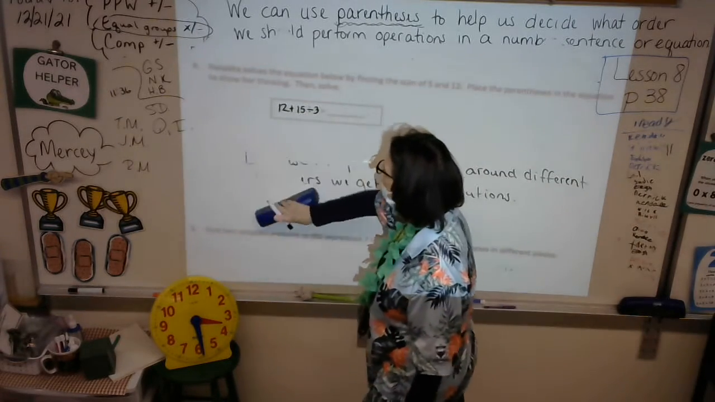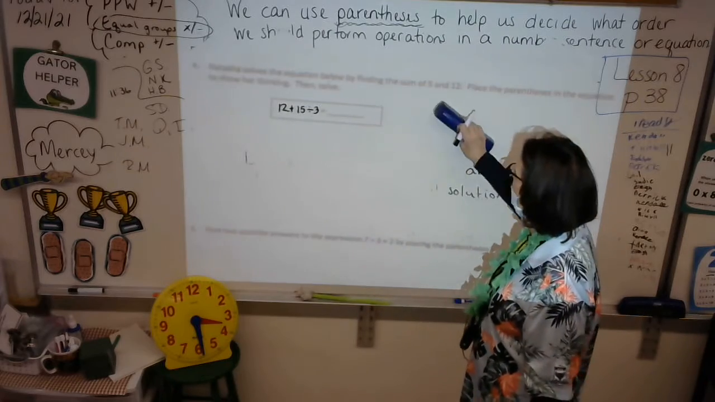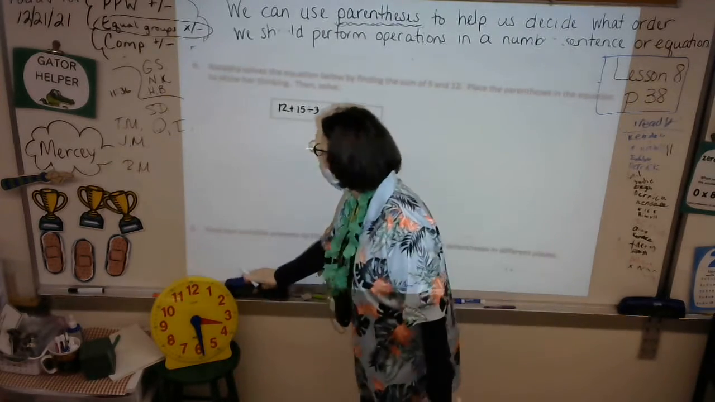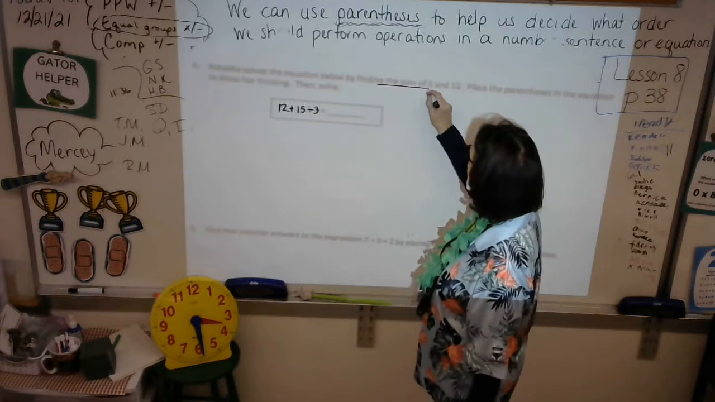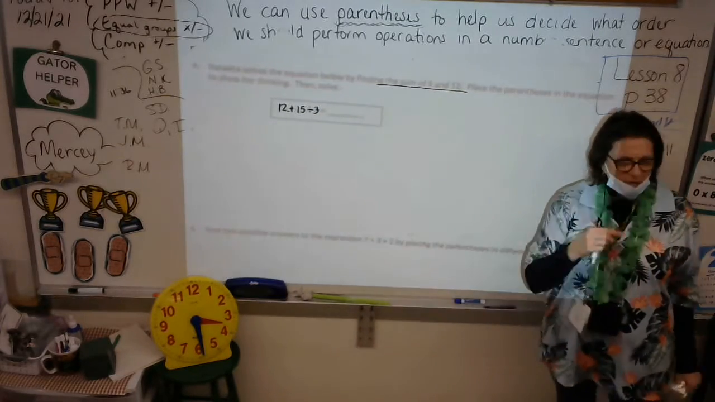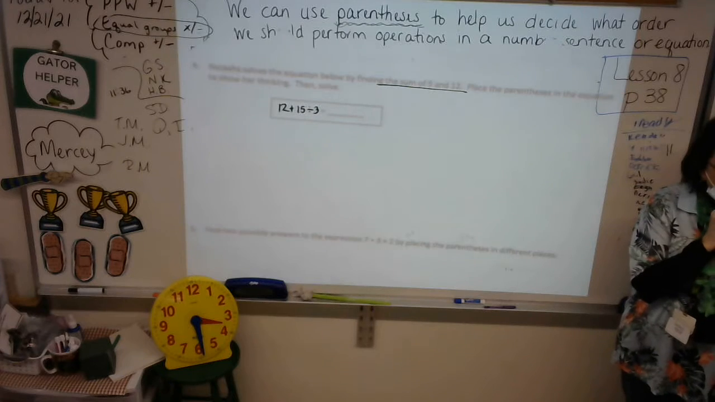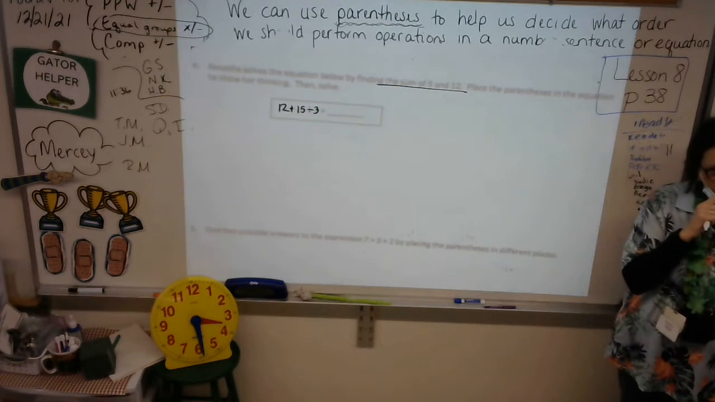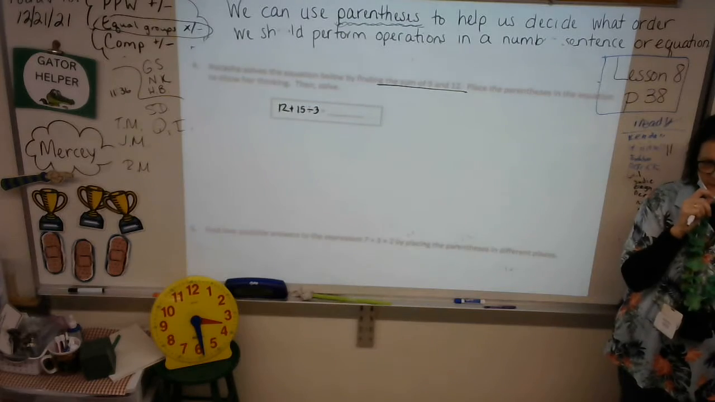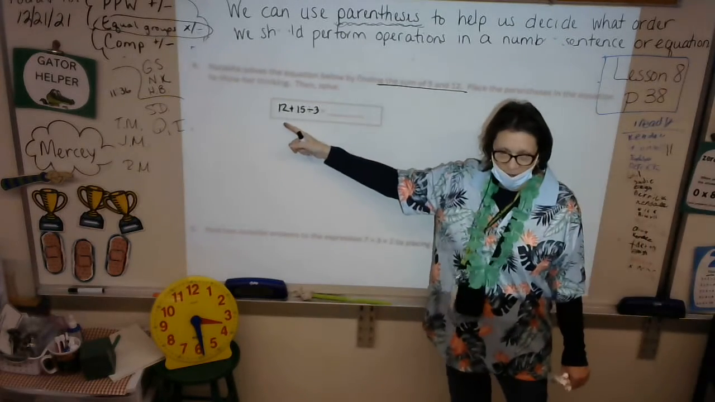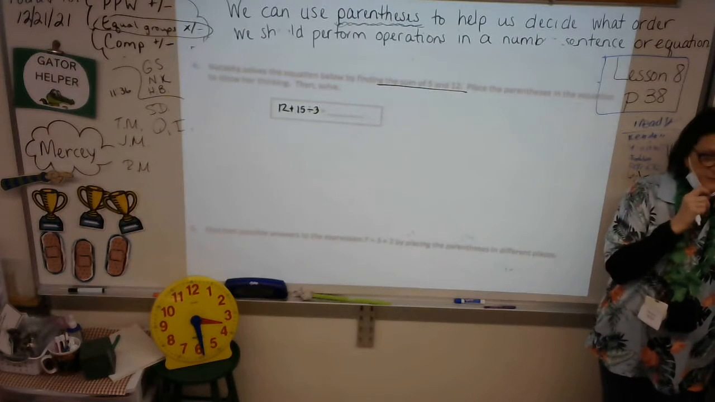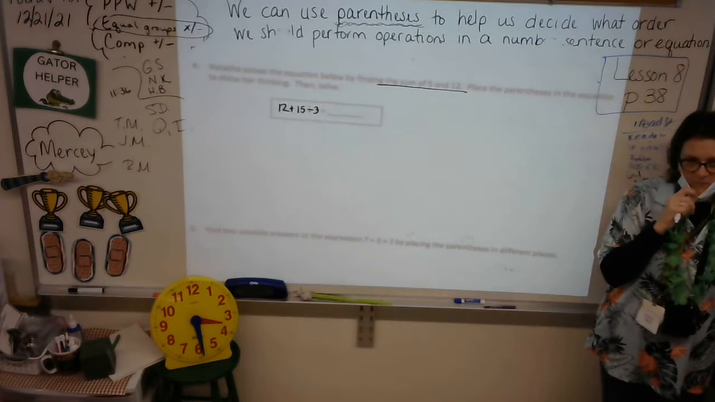Okay, it says Natasha solved the equation below by finding the sum of 5 and 12. So let's underline that. She found the sum of 5 and 12. If you look at that expression, how could I change that into adding 12 and 5? Where could I put my parentheses? I've already got a 12, right? How can I make 5 in that expression? Where could I get a 5?